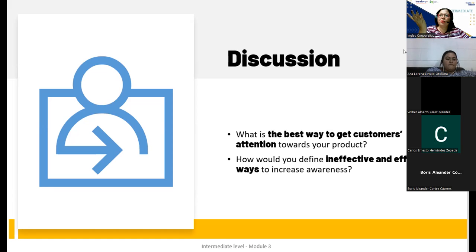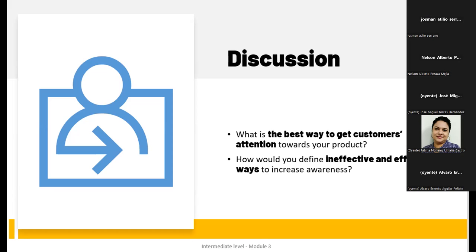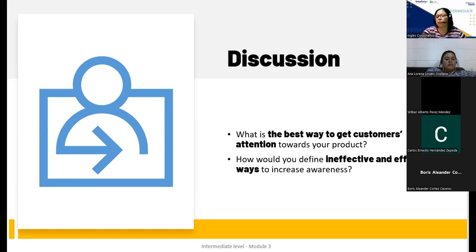Okay, think about a product you use. Why do you use that product? Did you listen to an advertisement or did you read a newspaper advertisement? How did they get your attention to change your mind and say, I'm going to buy this product and I decided for this product? Maybe the color of the product. Okay, the color of the product, all right.